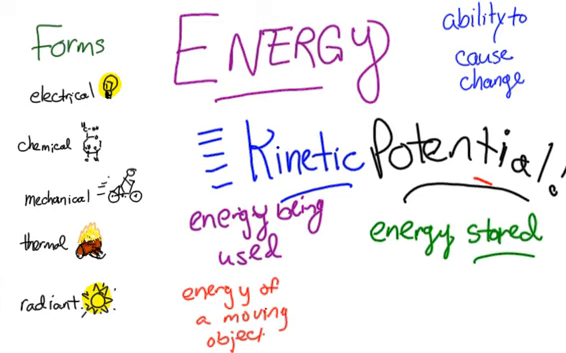So when we look back at our examples from forms, a potential energy source for electrical would be a battery. A light bulb using an electrical source would be kinetic energy. It's being used.